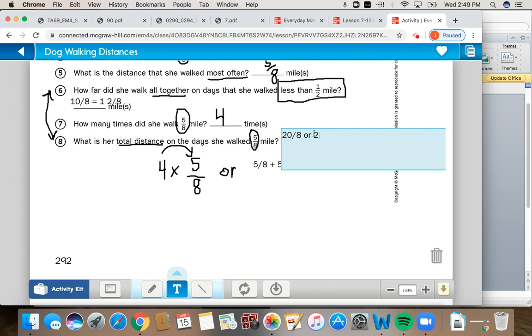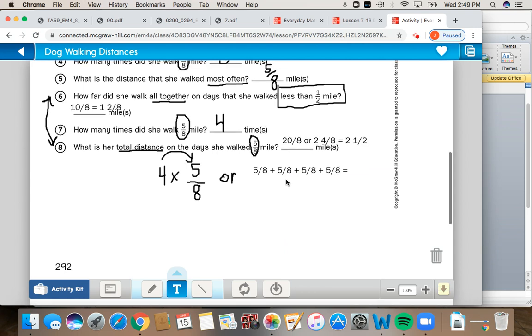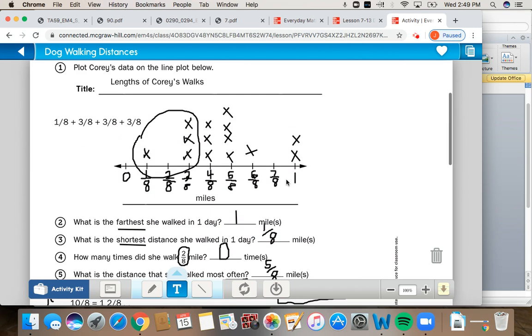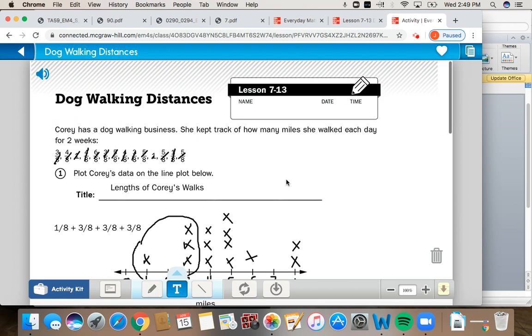Or I could have gotten 2 and 4/8, 2 whole and 4/8, which is also equivalent to 2 and 1/2. So that's an example of how we would create a line plot and then answer questions about our line plot.